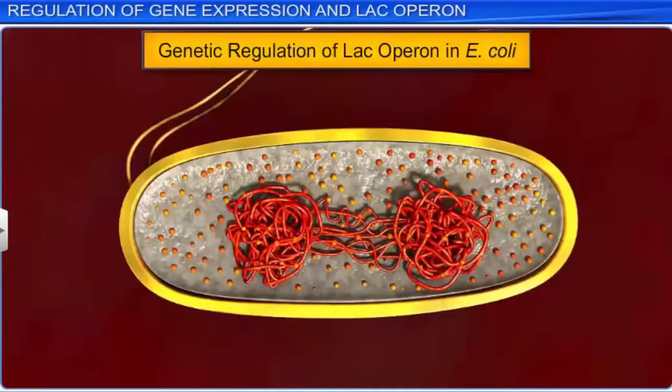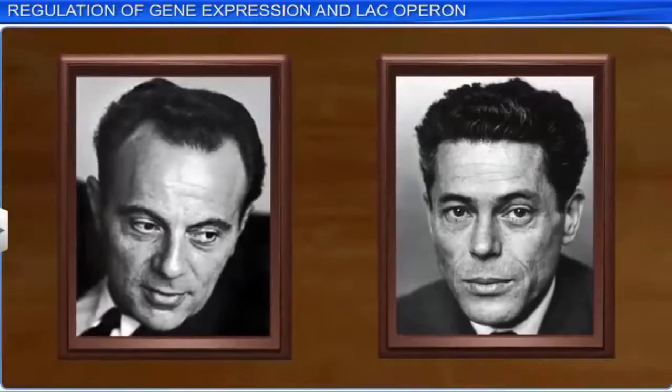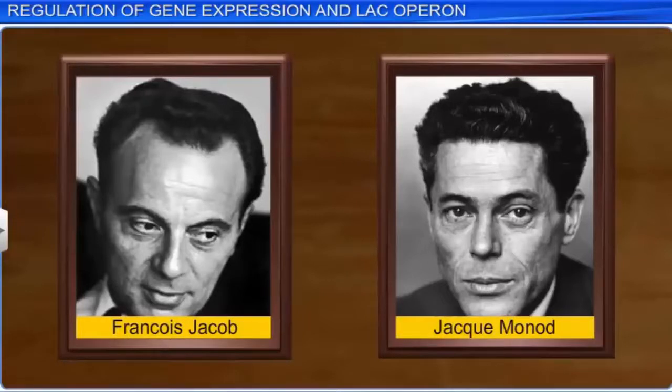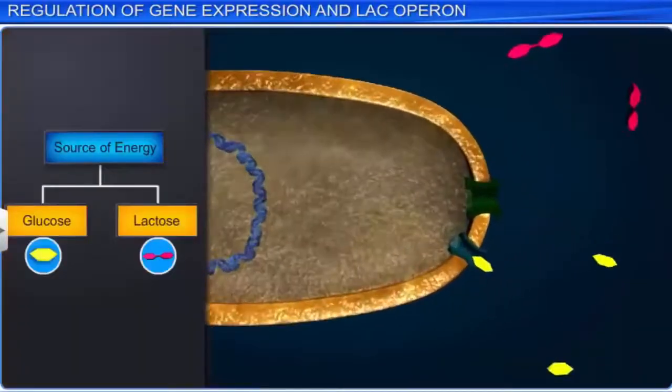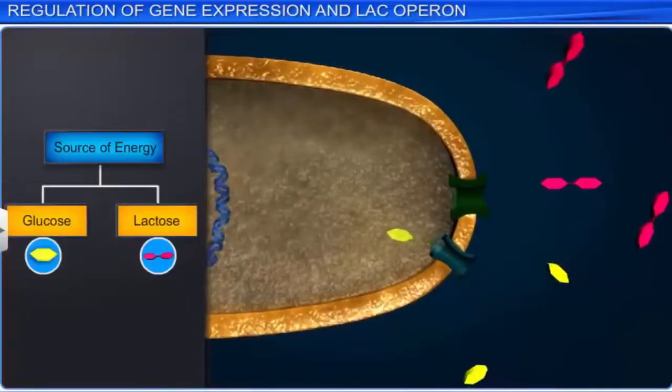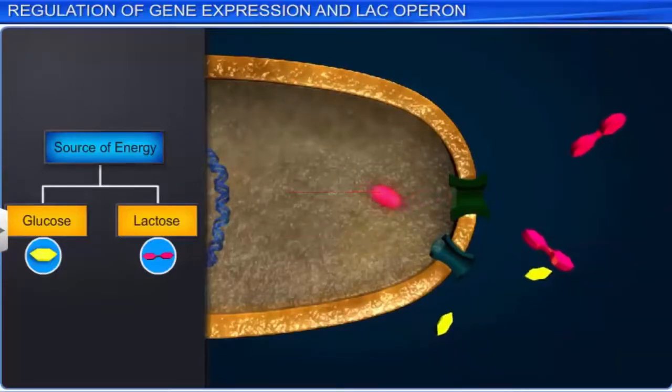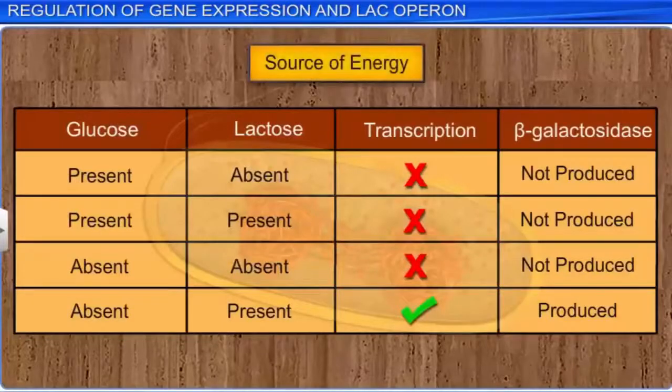Let us now understand genetic regulation with the example of lactose or lac operon in E. coli. The lac operon was described in detail by two people, a geneticist, François Jacob, and a biochemist, Jacques Monod. They were also the first to explain a transcriptionally regulated system. The bacterium E. coli uses either glucose or lactose as a source of energy. Depending on the source of energy available, there are four possible situations that exist in the bacterium, as shown in the table.